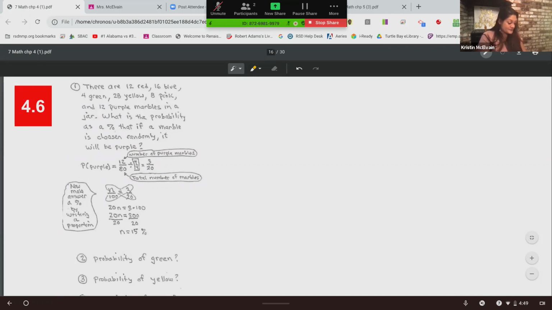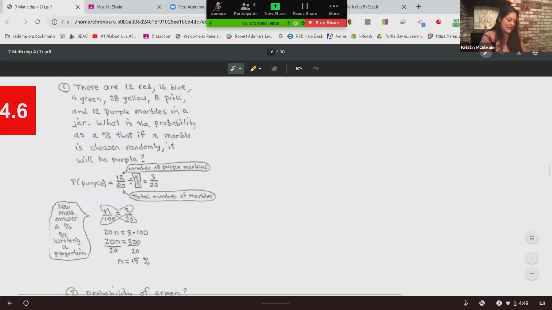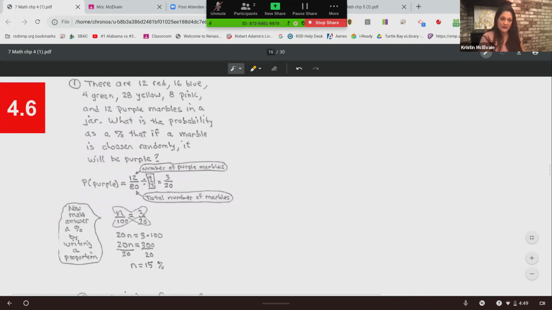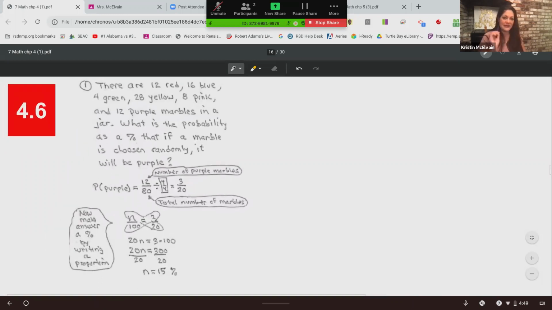All righty. So it looks like our homework today is doing probability. Number 1, yes, you have to write it on your paper. Number 1 says there are 12 red, 16 blue, 4 green, 28 yellow, 8 pink, and 12 purple marbles in a jar. What is the probability as a percent that if a marble is chosen at random, it will be purple?